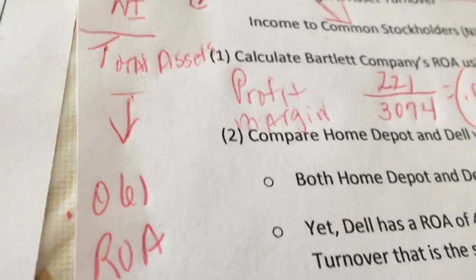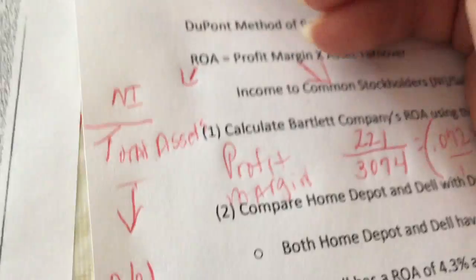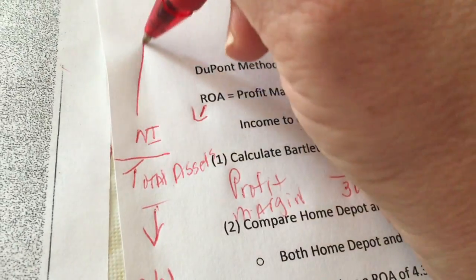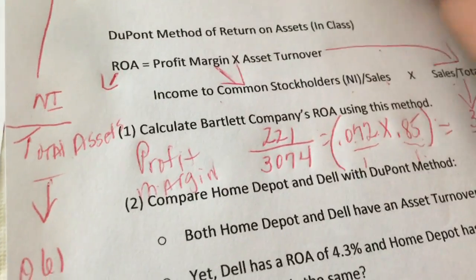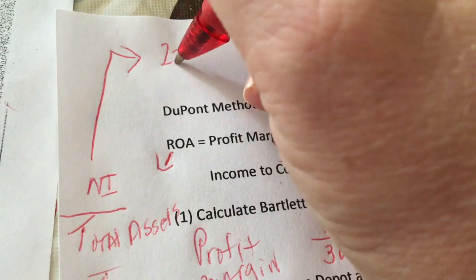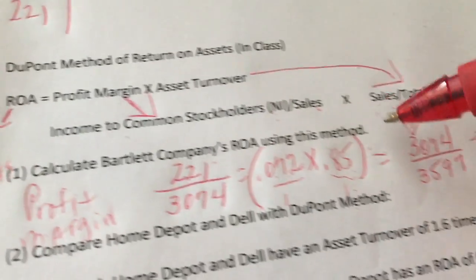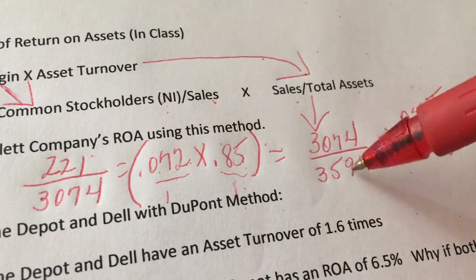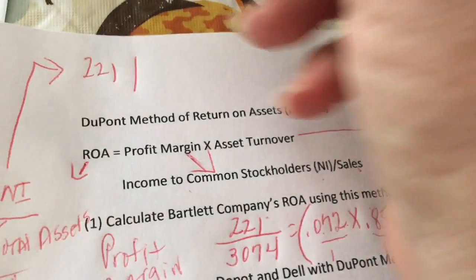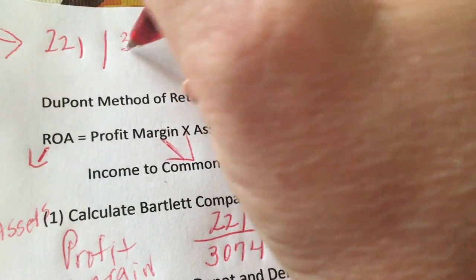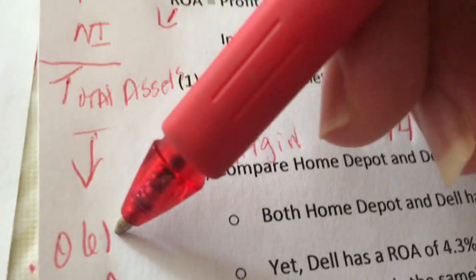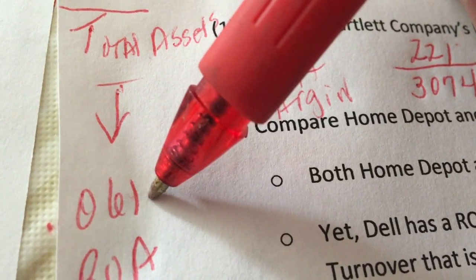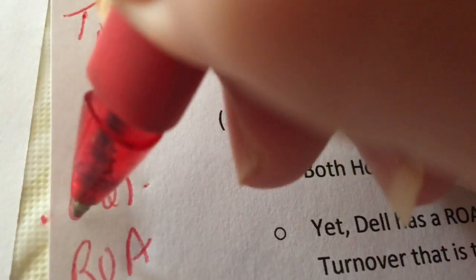Now, you can just play around with that. You can actually plug in numbers up here in this formula, and let's just check it and see if it comes out. Our net income, again, notice net income is this number, 221, divided by our total assets, which would be the bottom number here, 3597. And if you do this division, you should still come out with 0.061 or somewhere close to that.